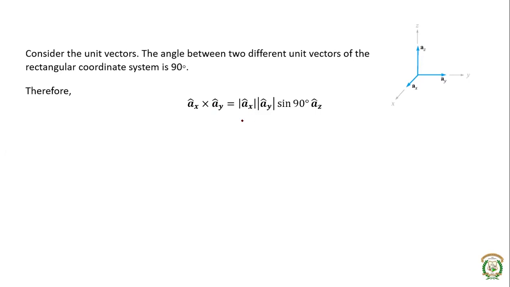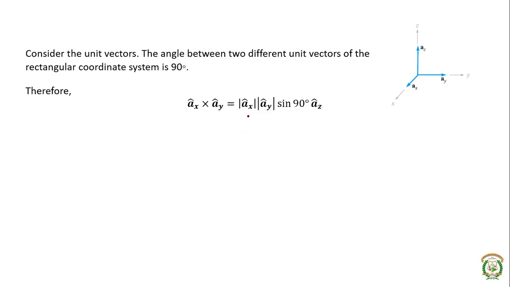Following the definition, we have the magnitude of ax multiplied by the magnitude of ay multiplied by the sine of the angle between them. The angle between ax and ay is 90 degrees because they are perpendicular to each other, multiplied by the direction. What is the direction when it comes to ax and ay? If you follow the right-handed screw rule, if you place the screw here and rotate it in the direction of x to y, the screw will move upwards. This upward direction is nothing but the z direction. So the direction of the product vector will be az.